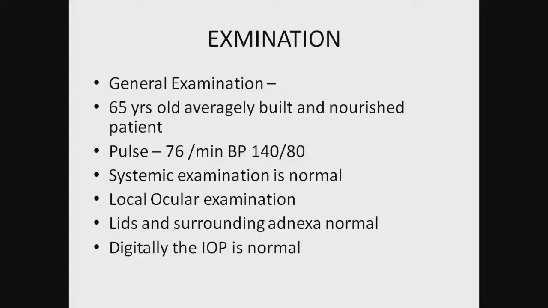So we have to take the history of the patient, a detailed history. Then we have to do the general examination and then the local examination. In general examination, the 65 year old patient is well built and nourished, pulse 66 per minute, blood pressure 140/80. This examination is done under the heading of general examination. Everything was normal. Then on local examination, lids and surrounding adnexa, meaning lacrimal sac and lacrimal area, are also normal.